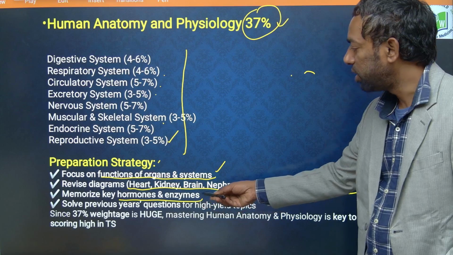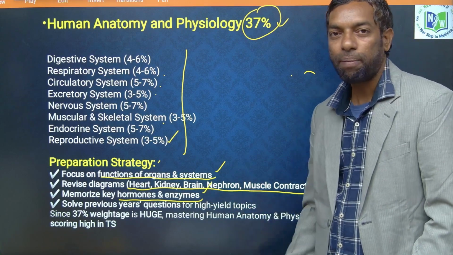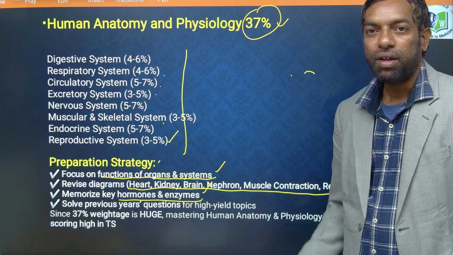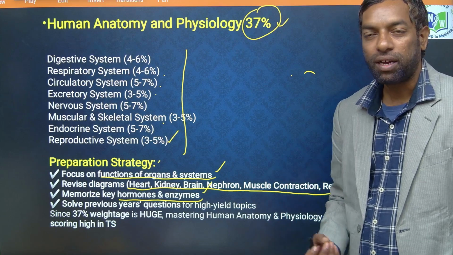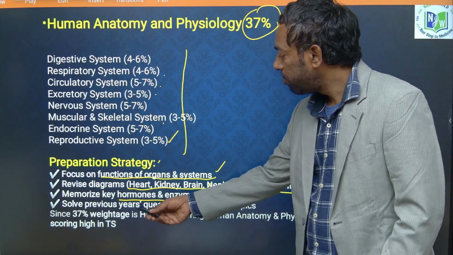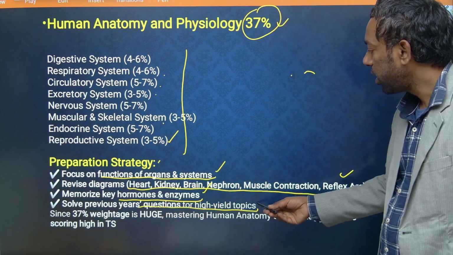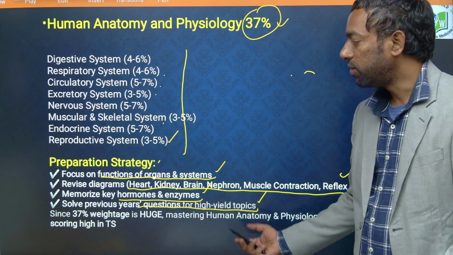And as well hormones and enzymes also. What are the hormones involved in the different systems? If we come to the digestive system, what are the enzymes, what are the hormones released by the gastric juice? Okay, this is most important, guys. Solve previous year questions. These are high yield topics, solve previous year questions, you must follow this, guys.